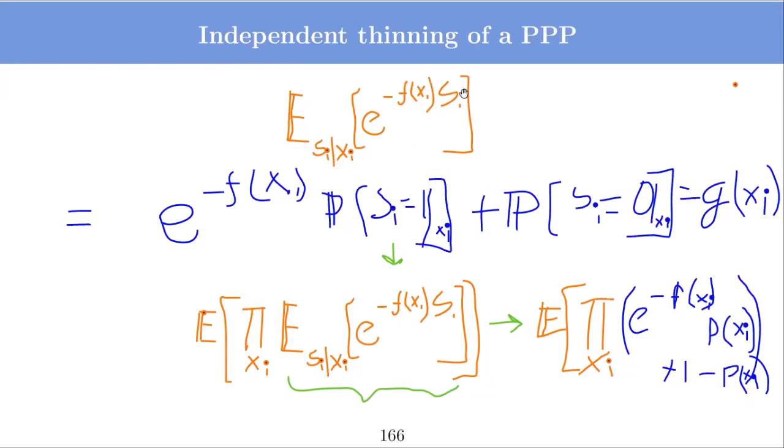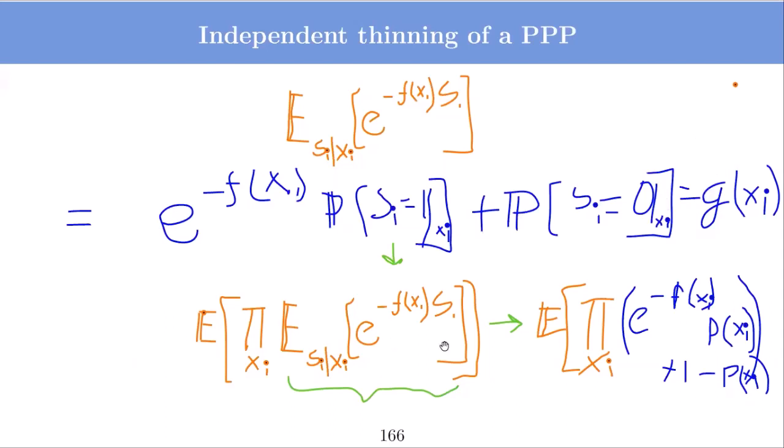The expectation will be the probability that si equals 1 times e to the power minus f(xi) into 1, plus the probability that si equals 0 times e to the power minus f(xi) into 0, which will be 1. So this is p(xi), and this is 1 minus p(xi). So what you get is e to the power minus f(xi) p(xi) plus 1 minus p(xi), and that is a function of xi only. There is no si left anymore because I have already computed the expectation over si.